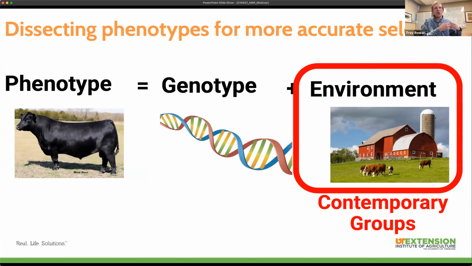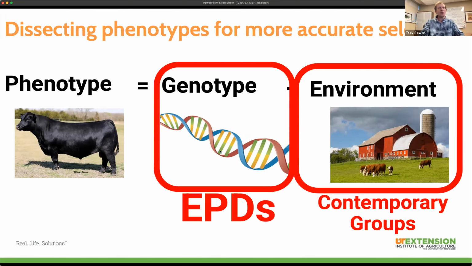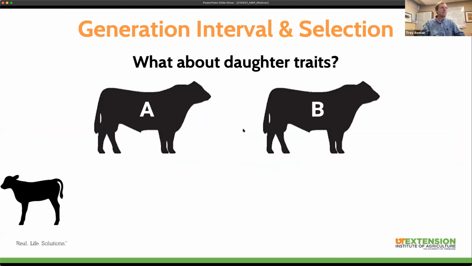So a contemporary group in the context of a genetic evaluation is a group of animals that are raised in a similar environment. They're given all the same nutrients. They're given the same sort of potential to reach their genetic potential, right? So animals that are managed in the same herd, the same year, the same season, getting the same resources. So we pull that variation out through contemporary groups. And what we're left with is the genetic component of that animal's phenotype. And that is what we're going to refer to as EPDs.